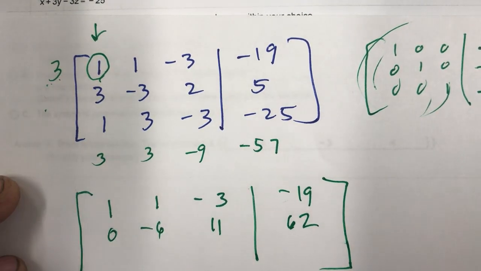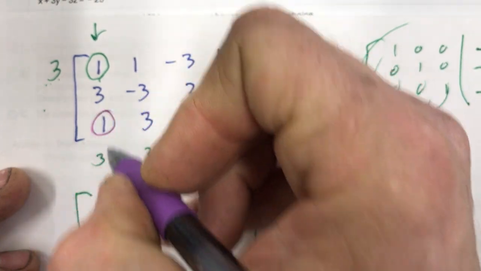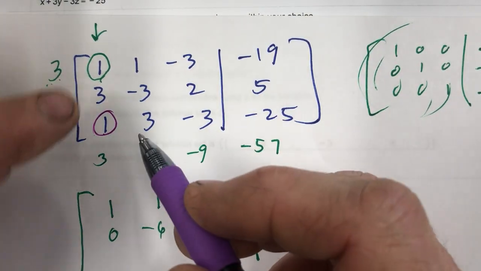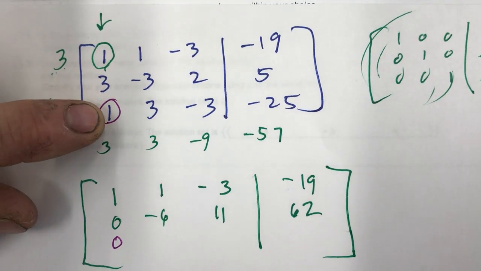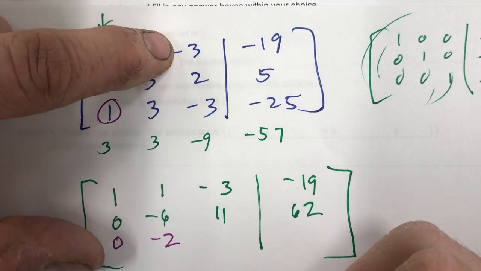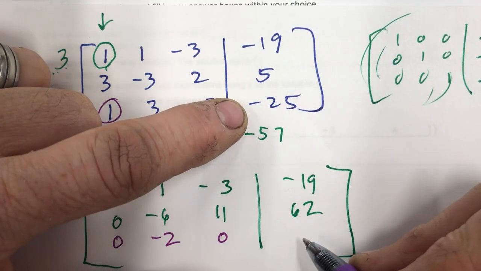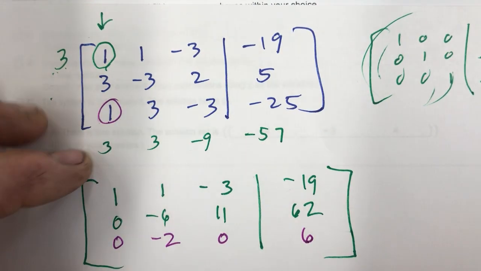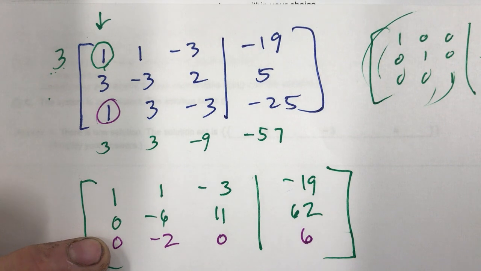Now, let's change colors here. Go purple. This 1 down here needs to be a 0. So I'm just going to subtract these. 1 minus 1 would be 0. 1 minus 3 would be negative 2. 3 minus negative 3 would be 6. Negative 19 minus negative 25 would be 6. There you go. And see, my column here is right, like it should be.